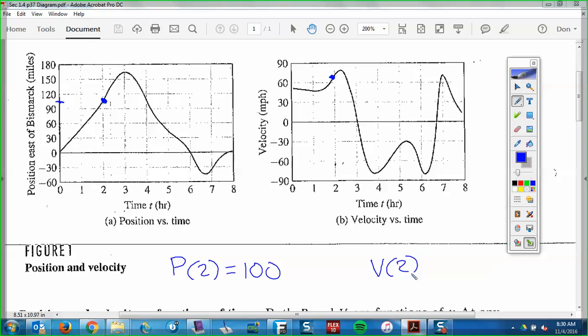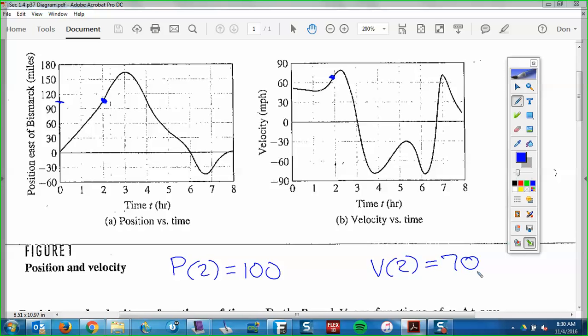V of 2 is about 70. Now what does that tell me? Your velocity at 2 p.m. is a positive 70 miles per hour. So what does that tell you? Just that alone. You're going in an eastward direction, because it's positive, at 70 miles per hour.